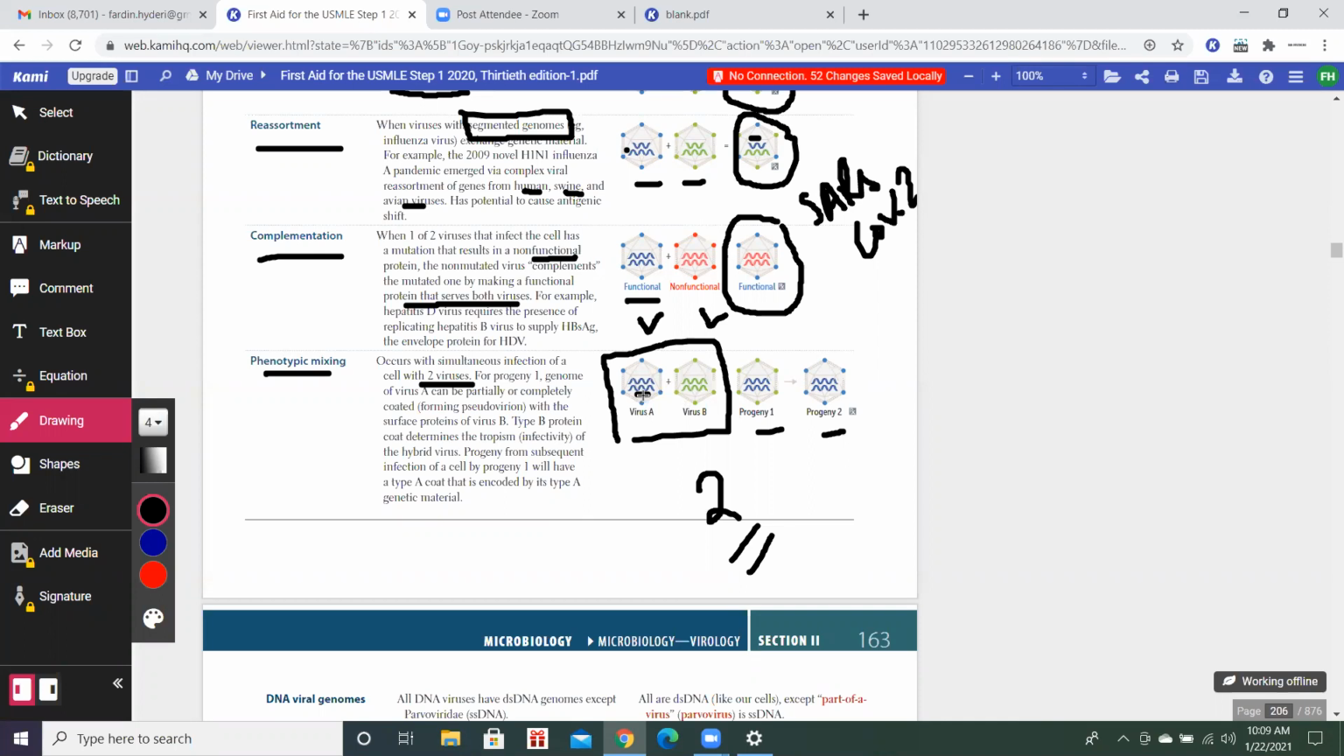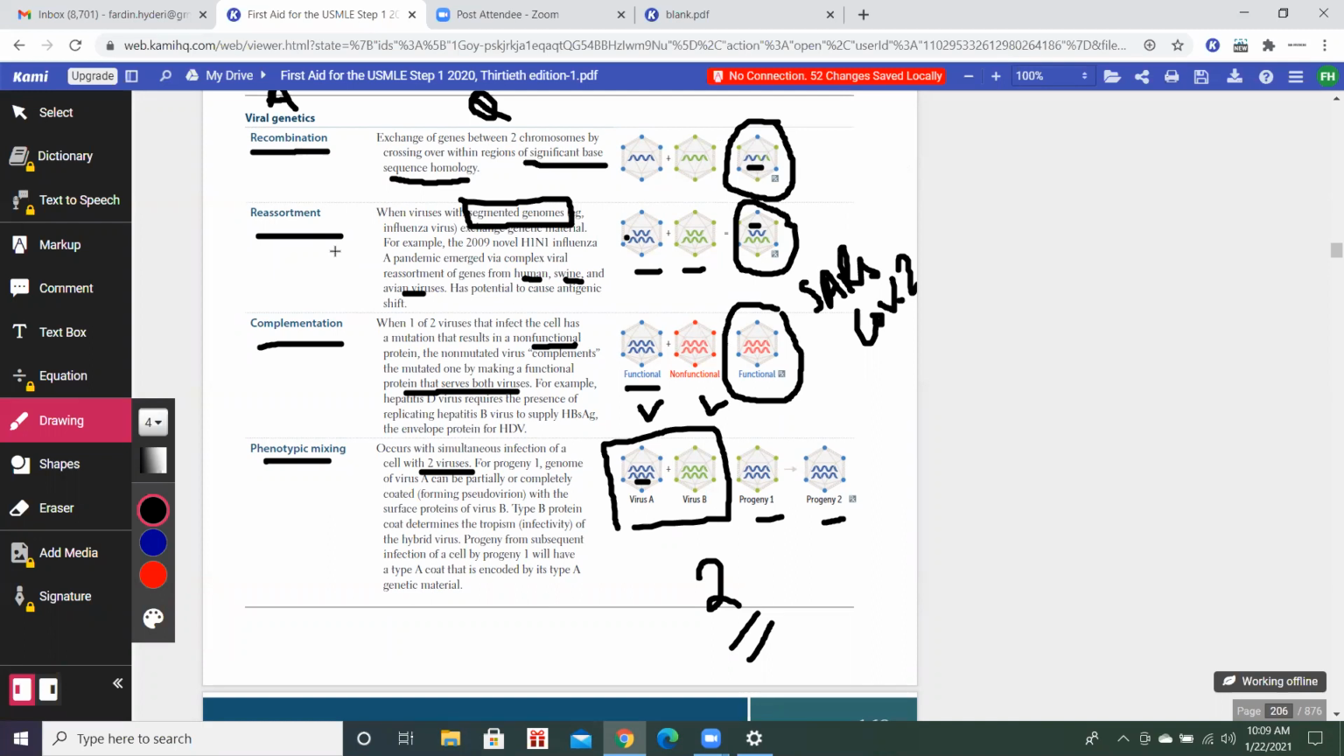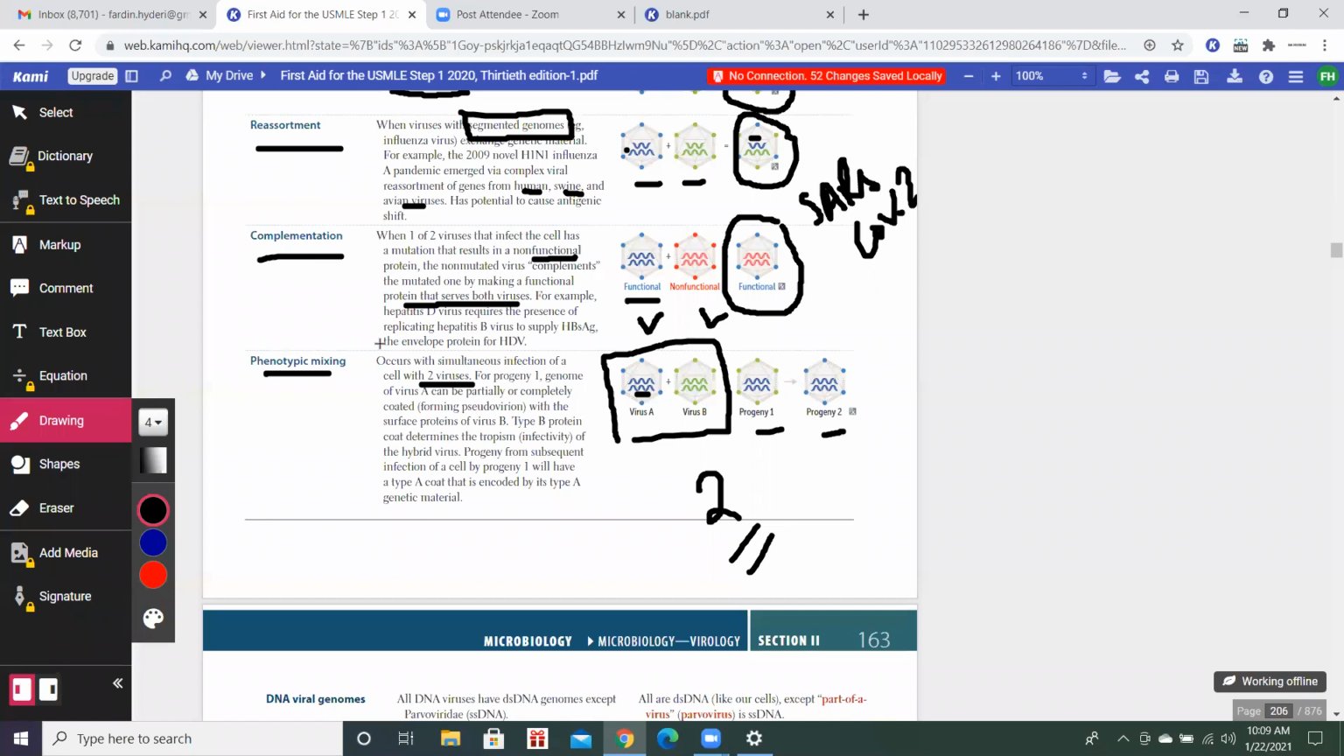Okay, reassortment is antigenic shift. Antigenic shift and antigenic drift, I have not discussed this as of yet. I'll discuss this. I've just only talked about recombination, reassortment, complementation, and phenotype mixing. Phenotype mixing is basically the mixing of the surface proteins resulting in two new viruses.